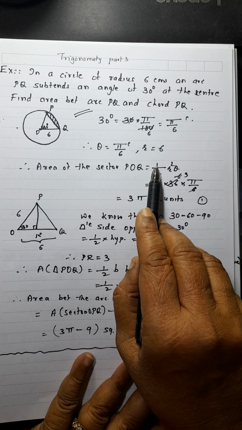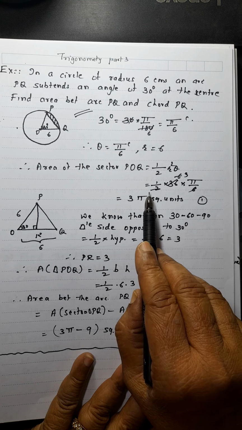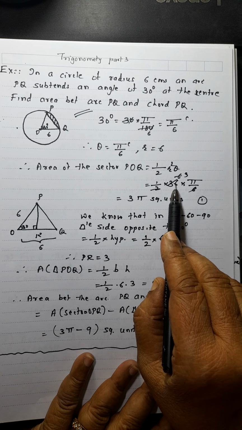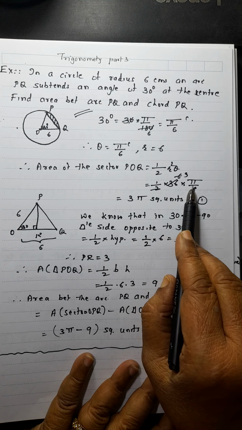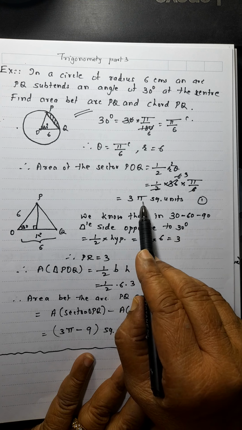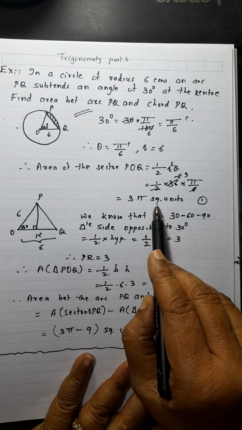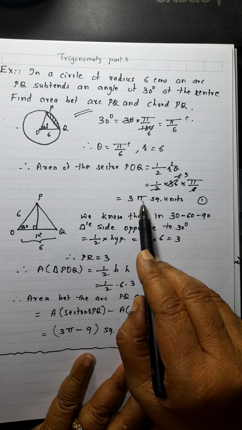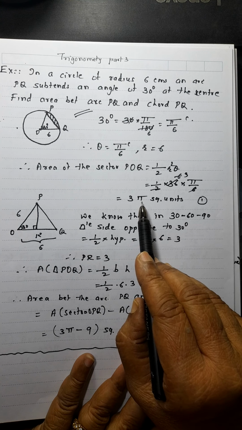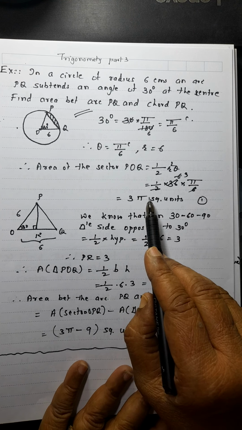Area of the sector is half r square theta. This is a formula. So half r square, r is 6, so 36, into theta in radians. Cancel out the terms, you will get 3 pi. So area is 3 pi square units. Here this pi is 22 by 7, but we don't have to substitute here, you can just write it like this.